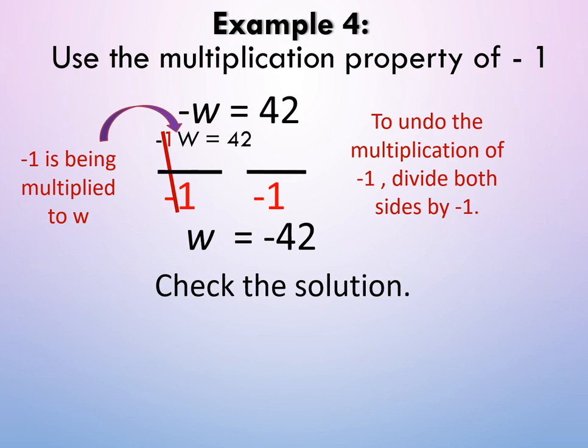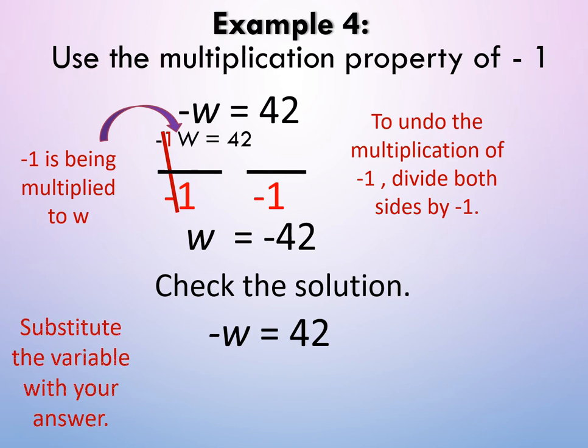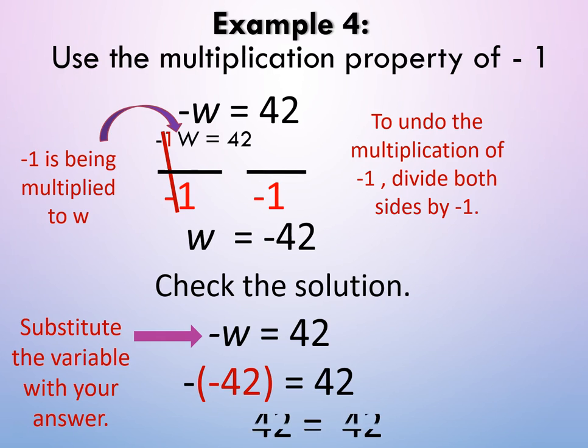Now, of course, to check, what we do is we're going to substitute our variable with the answer that we were given. Our answer was negative 42. I'm going to do negative times negative 42, which equals positive 42. Is that correct? Yes, it is. Good job. Now we're going to try a practice.